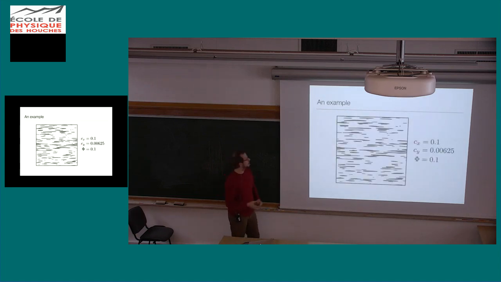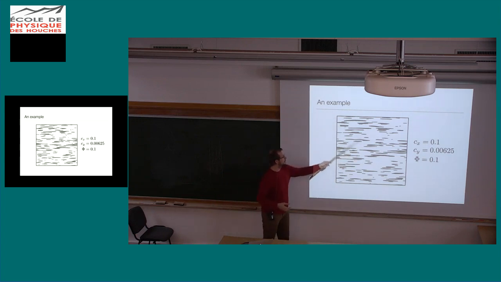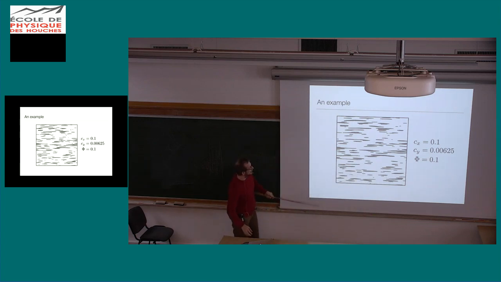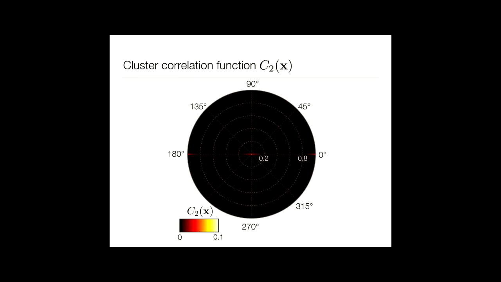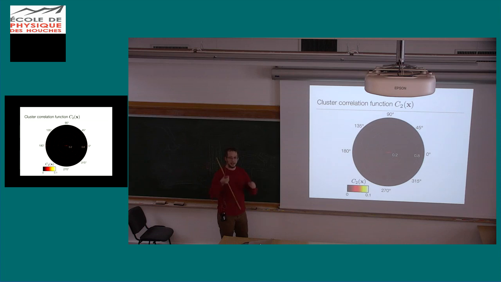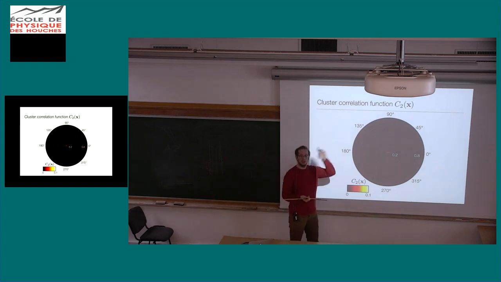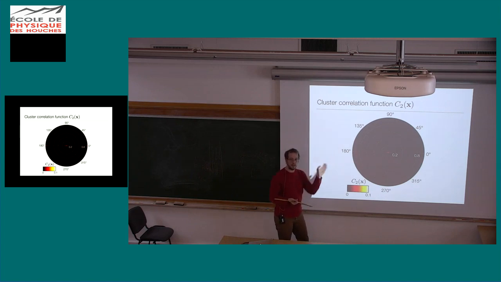How does it look? So this is just my example medium here with certain properties. You see it's elongated here, and it has a volume fraction of 10%. And in the end, my cluster correlation, so the probability that I find at i and j the same cluster, looks like that. Because I can go at all angles and all distances, this is a polar plot.